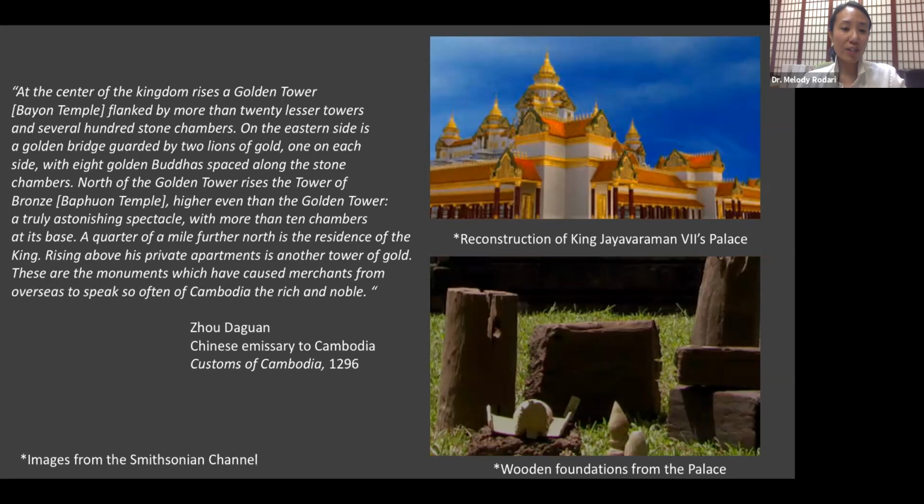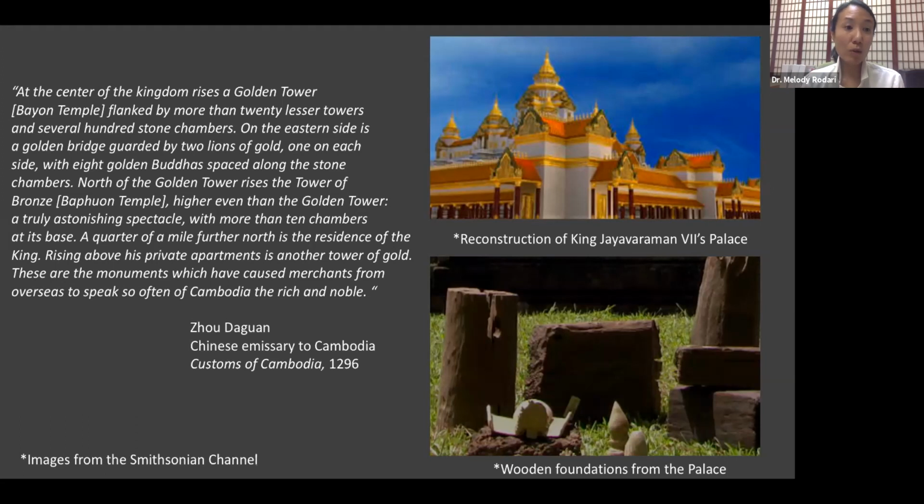There was a Chinese emissary that was sent to Cambodia in the 13th century. His name was Zhou Daguan, and he published his accounts of his trips to Cambodia, known as the Customs of Cambodia. And he writes, quote, "At the center of the kingdom rises a golden tower." So this makes reference to the Bayon Temple, flanked by more than 20 lesser towers and several hundred stone chambers.